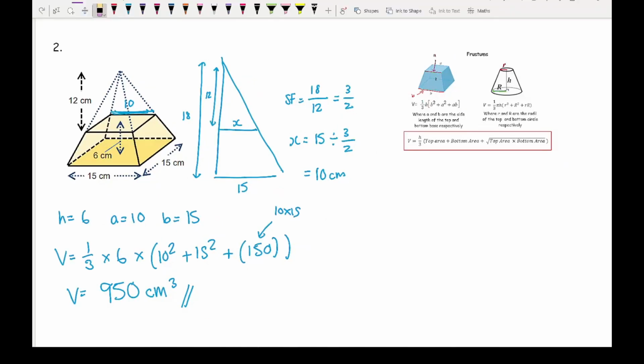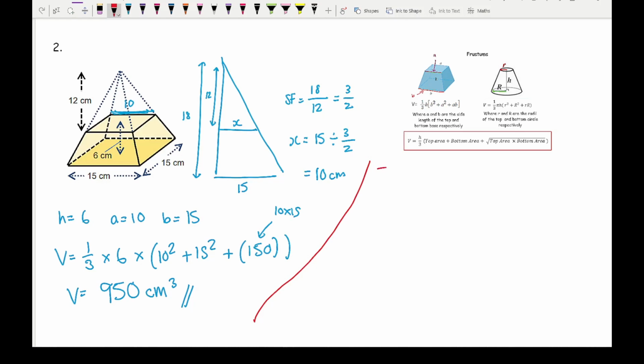And then for this particular question, it would have been easier to have used the boxed formula, simply because we can work out the top area, we can work out the bottom area, and we also know the height of the frustum as well. So this would have been easier, but obviously it's a more complicated formula to use, or one that you could remember that's not going to be given.